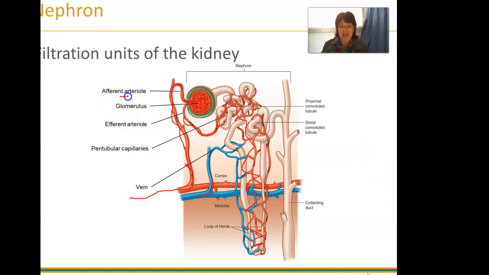So you have the afferent arteriole, which is basically the little vein going to it. You have the glomerulus, which is the big capillary bed. You have the efferent arteriole. And then the rest is basically termed peritubule capillary. So peri means around. So these are the capillaries around the tubule, the nephron tubule. And then you have the renal vein at the end. So that is the blood supply.